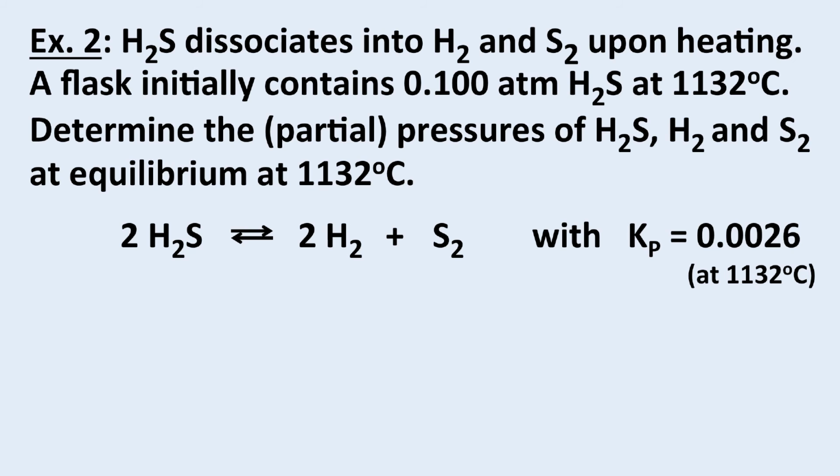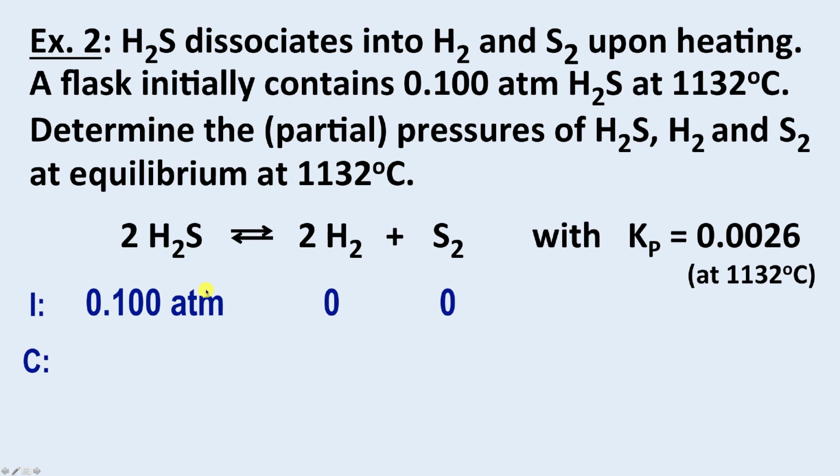And as before, what we do is we set up our initial change in equilibrium, or what's sometimes called an ICE table. And our initial pressure is 0.100 atmosphere for H2S, and we have no hydrogen or sulfur to begin with. Now, since we have some H2S and no H2 and no S2 initially, we know the reaction has to go to the right, making H2 and S2 and using up H2S.